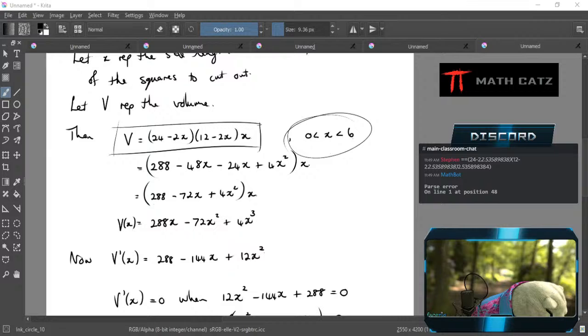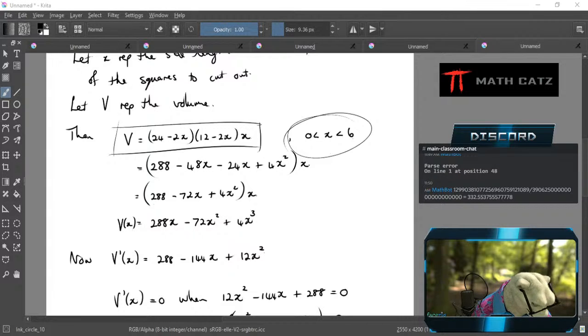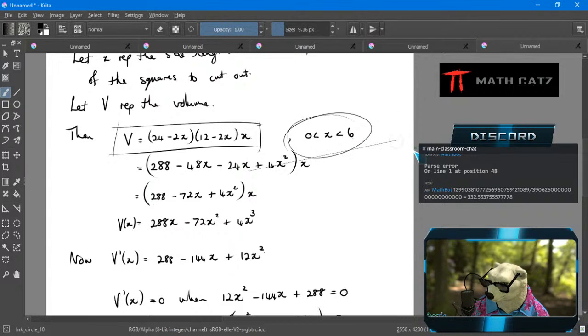Oh, it's not happy with something that I did. What did I do that upsets you, MathBot? 24 minus 2 times the number, times 12 minus 2 times the number. Oh, I have a random bracket. That's better. My apologies for the random bracket.